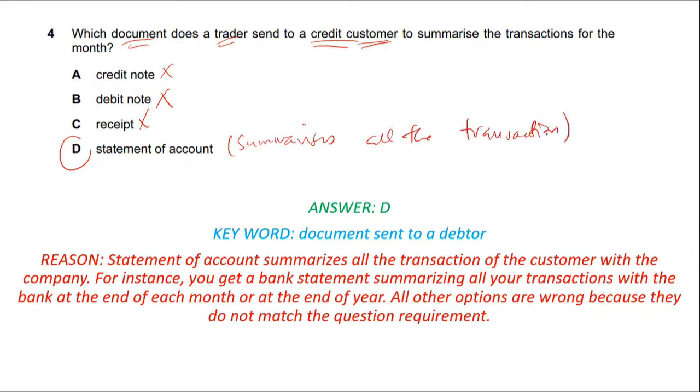A very common example that I would like to mention here is your bank statement. Your parents receive a bank statement. A bank statement basically summarizes all the financial transactions, and that is similar to a statement of account. A statement of account summarizes all the transactions. A very easy question, nothing really difficult here.